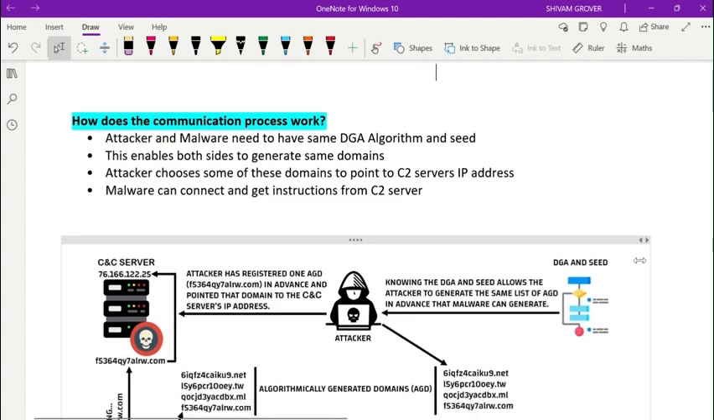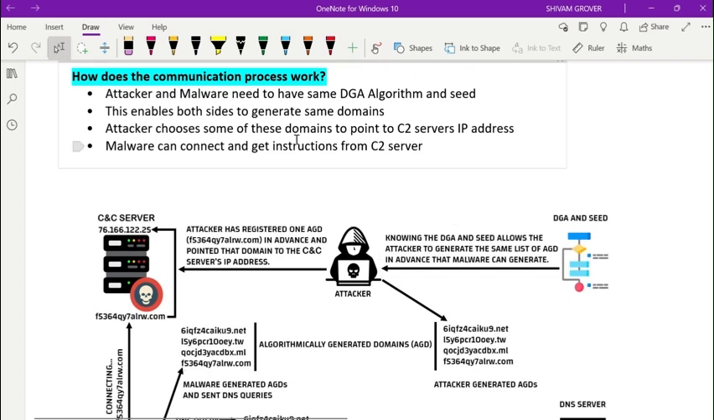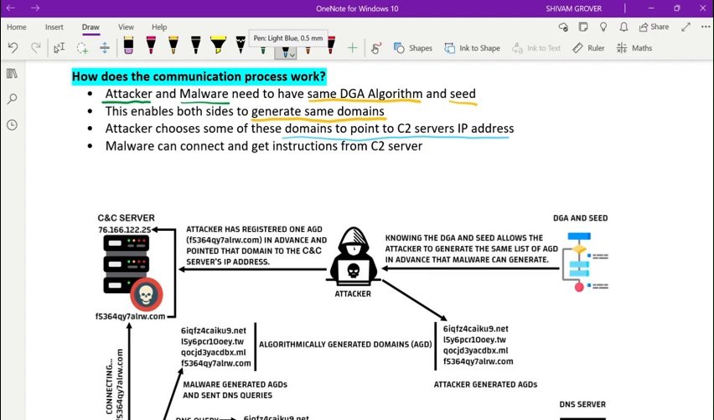Now let's try to understand the process using this diagram. So first of all, for this process to work, the DGA algorithm and seed must be present with the attacker and malware. Okay, so they should have the same DGA algorithm and seed. So this would enable both of them to generate the same domains. The attacker will choose some of the domain names and point those domains to the C2 servers, and then the malware can easily just use these domain names to set up the communication channel between the malware and C2 server.